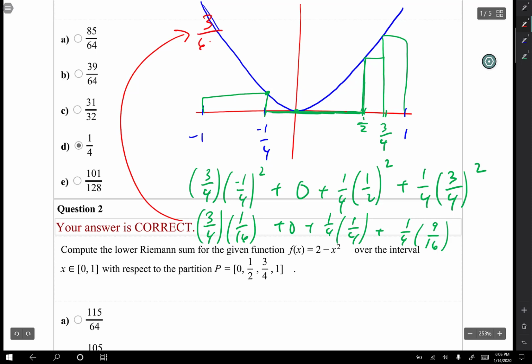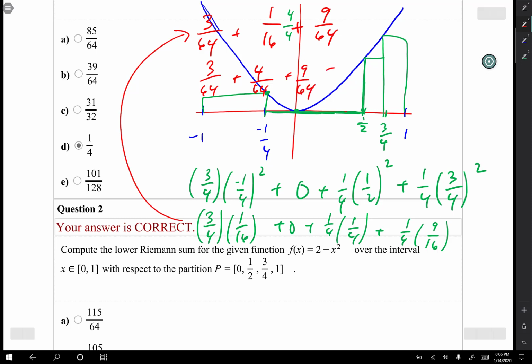So 3/64 plus 1/16 plus 9/64. Multiply this by 4/4. So 3/64 plus 4/64 plus 9/64. So 9 plus 4 is 13 plus 3 is 16. So 16/64. And that reduces to 1/4. So there you go. Yay. Alright, we got one out of the way.